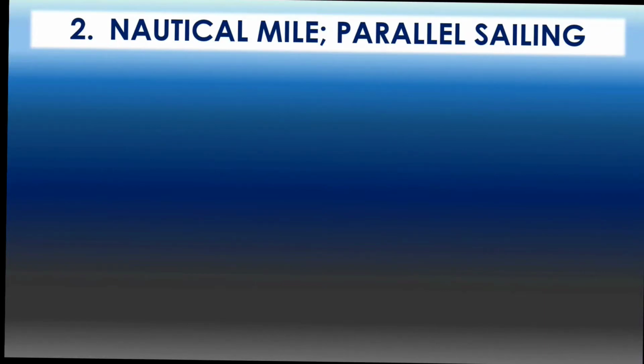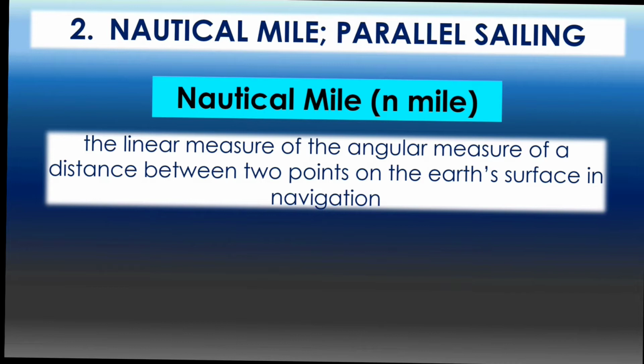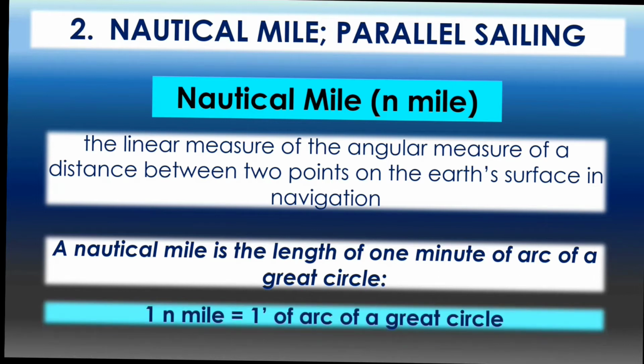For the second subtopic under the applications of spherical trigonometry, we have the nautical mile and parallel sailing. So what is a nautical mile? A nautical mile is the linear measure of the angular measure of a distance between 2 points on the Earth's surface. In navigation, a nautical mile is the length of 1 minute of arc of a great circle. So it means that 1 nautical mile is equal to 1 minute.